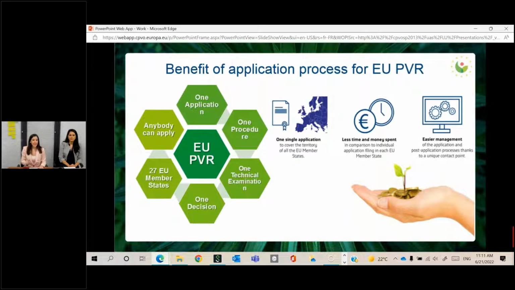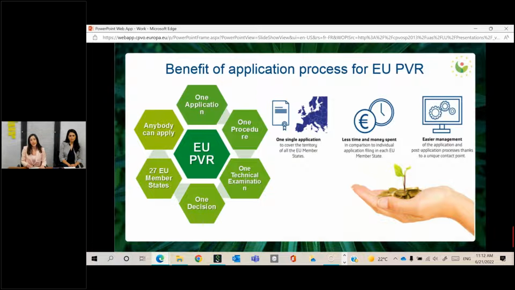So let's delve into the process of an application for a European Union plant variety right. So let's explore the benefits of this system. So the first important element is that any physical or legal person can apply for a European Union plant variety right before the CPVO and in any official language of the European Union.